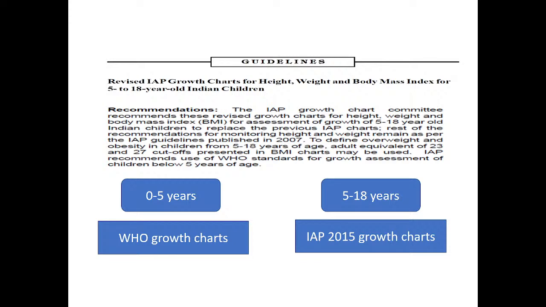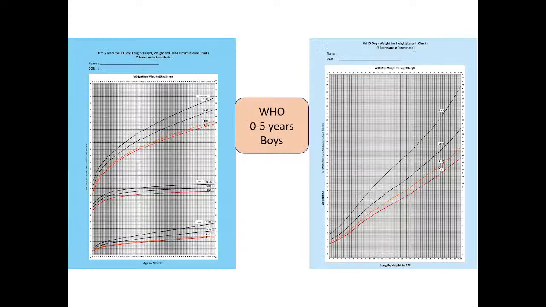If it is 4.5 years, where are you going to plot? WHO. Okay. So for 5 to 18 years, you need to use the IAP 2015 growth charts. Okay, now they have also revised them. So this was the guideline given. Blue is for the boys and pink for the girls. That is another important thing that you need to remember.